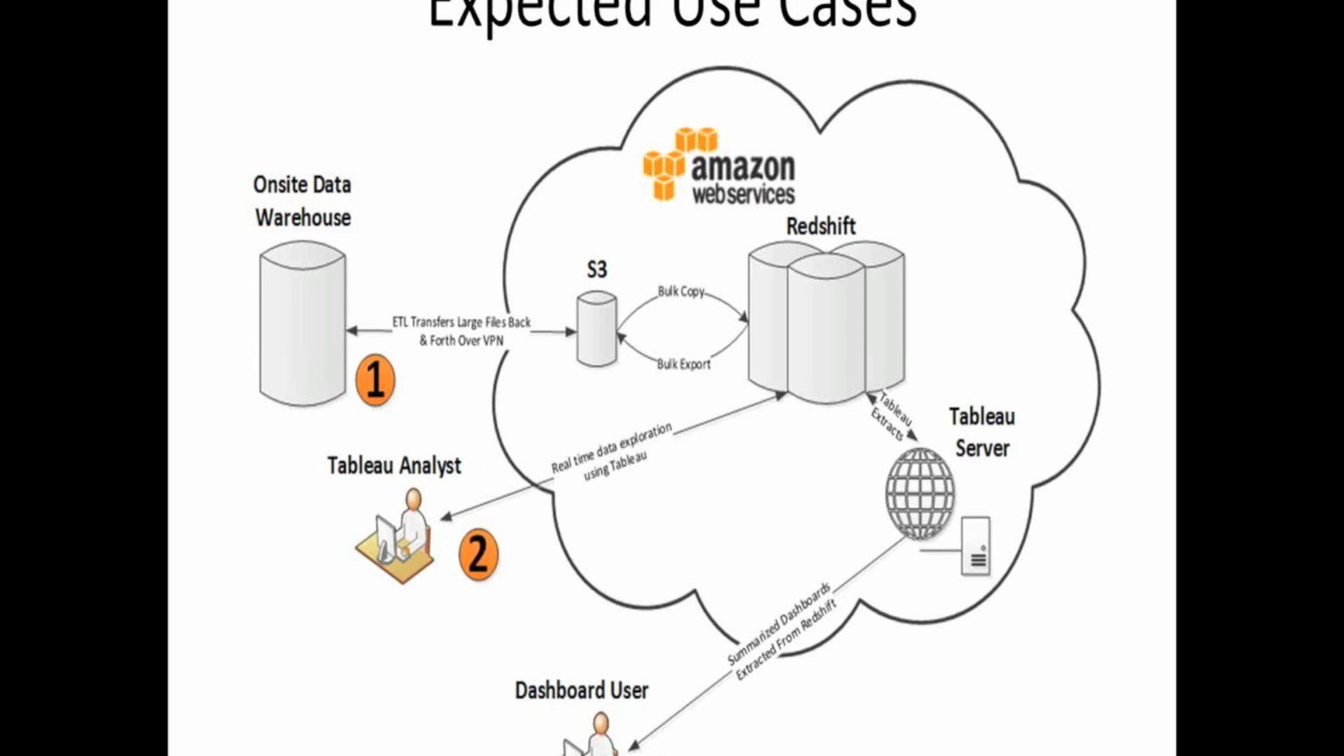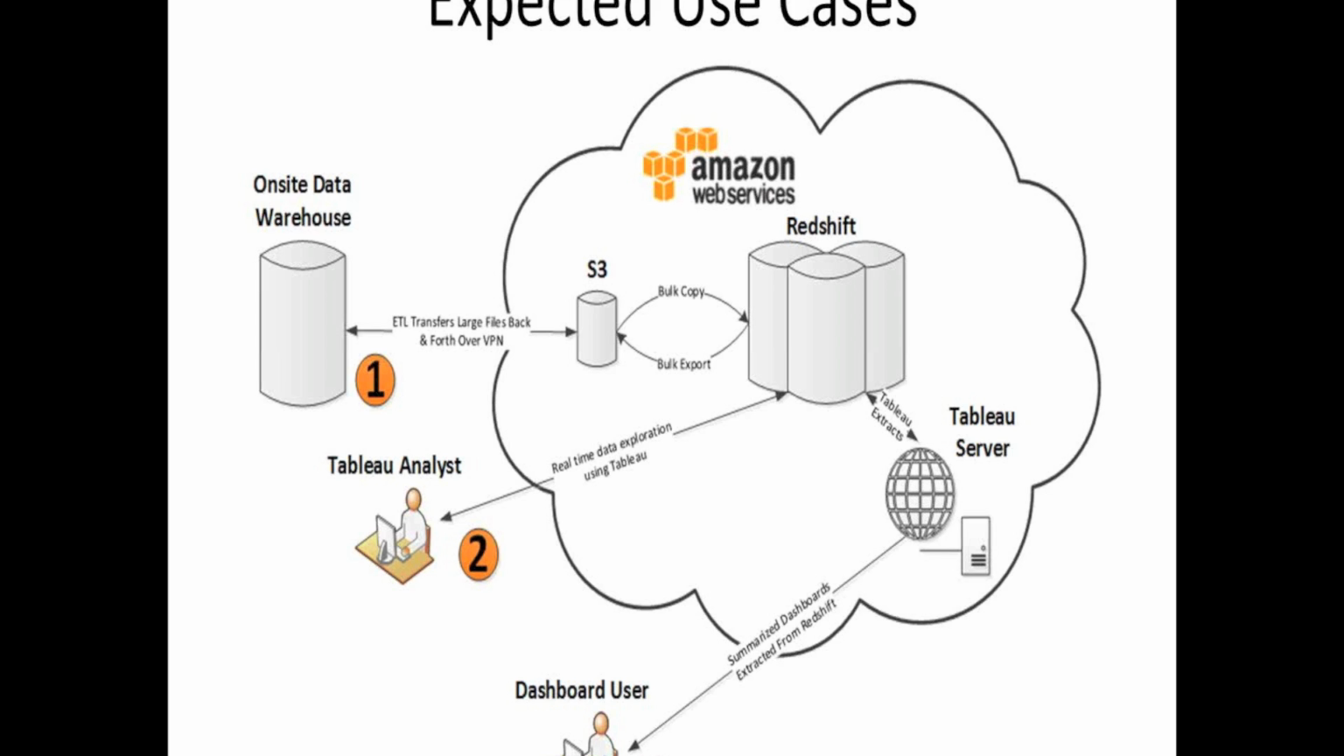Just a quick visualization as to how this would work in your company. You have an on-site data warehouse. We're expecting you to have an on-site data warehouse. You would write some ETL to use large flat files to push them up into S3. Redshift loads the fastest, pulling directly from S3, just flat files that we pull up.